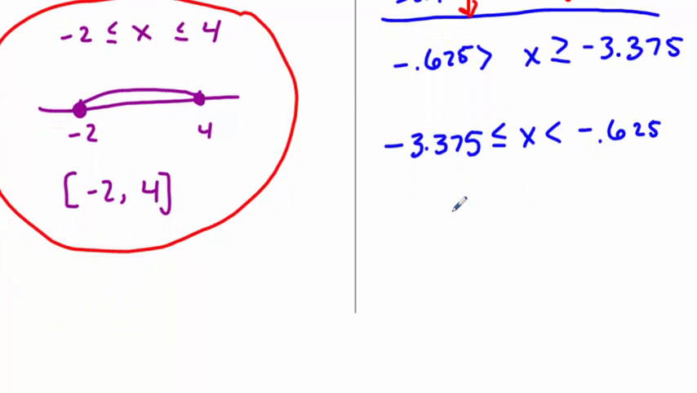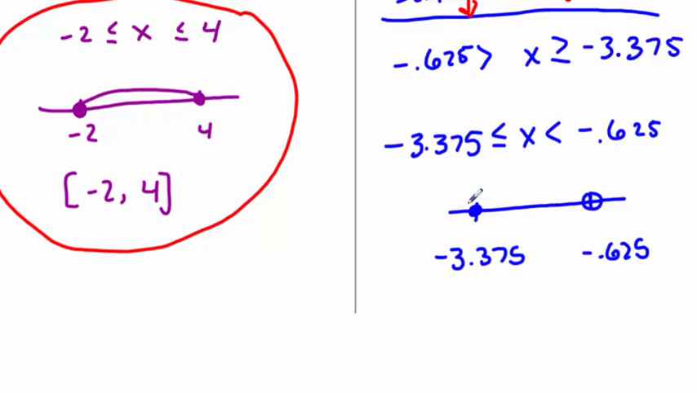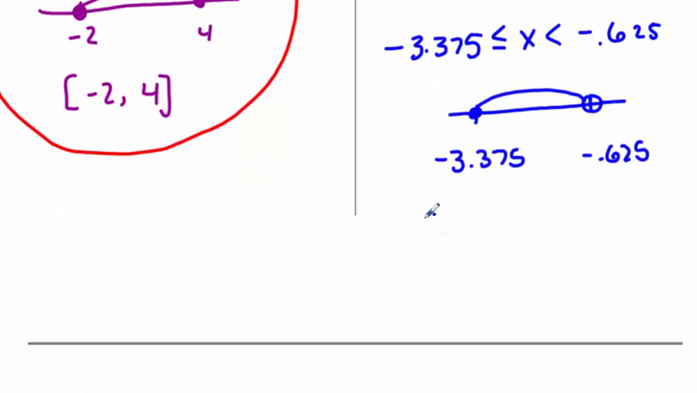I need to have it in the correct order before I can graph and before I can get the interval. The graph and the interval both require that the smallest number is first. So negative 3.375 will appear on the left of negative 0.625. The negative 3.375 will have a closed circle. The negative 0.625 will have an open circle, and our values for x are in between them. The interval is going to have a bracket at negative 3.375, and it's going to have a parenthesis after the negative 0.625.